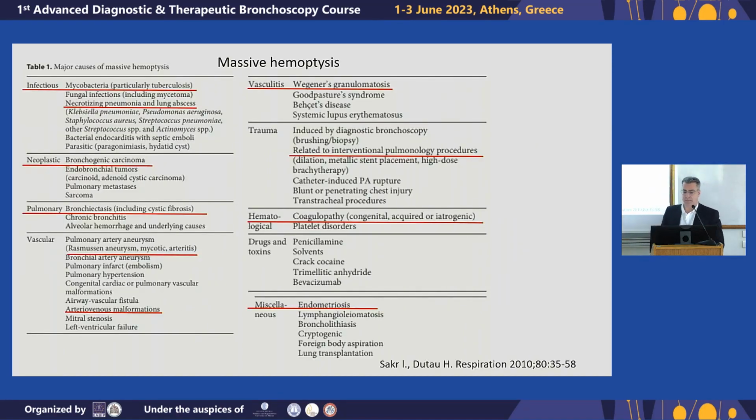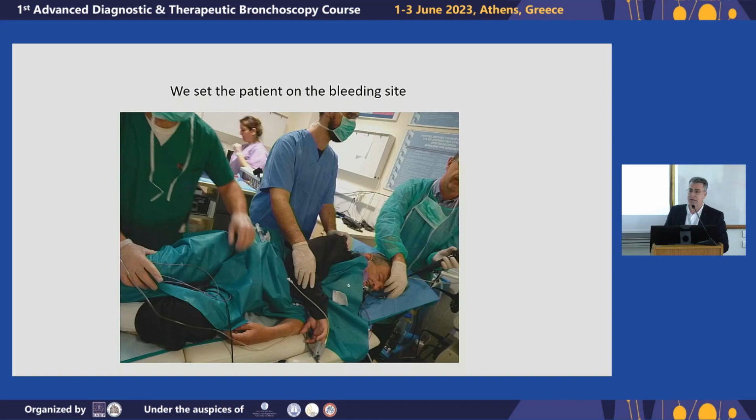Some points on hemoptysis. There are many causes of hemoptysis. I will not go into details. I just want to stress that up to 20% remain cryptogenic, but still we need to know how to deal with it.